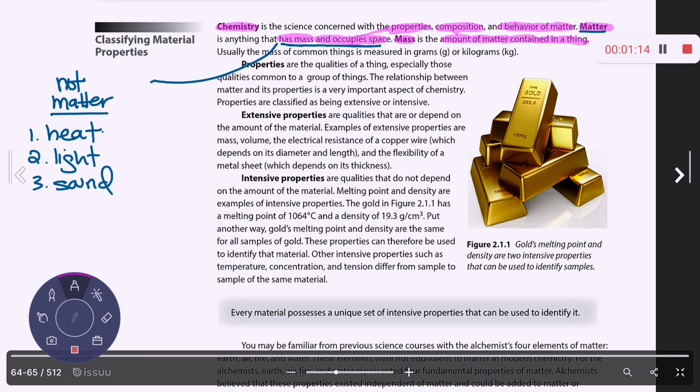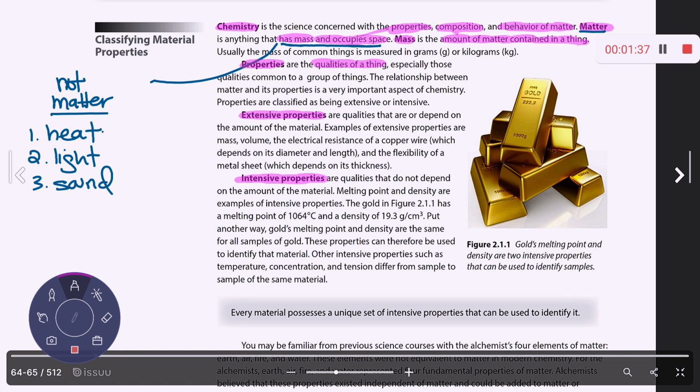We typically measure mass in grams, and then there are a ton of different properties that we use to describe matter. And properties are qualities of something. They allow us to group things together. The first types of properties that we're going to talk about are extensive and intensive properties, and there are a number of different examples that they give you.